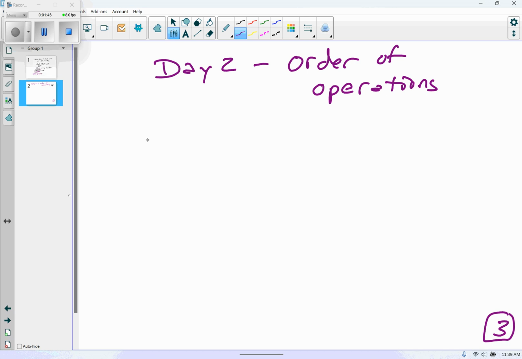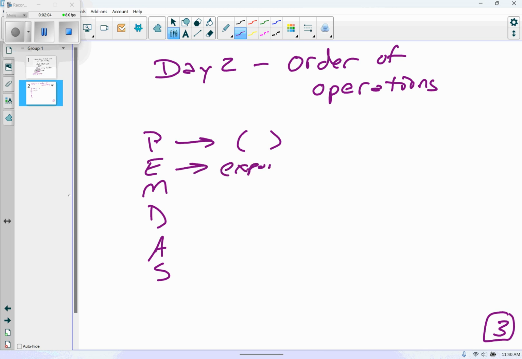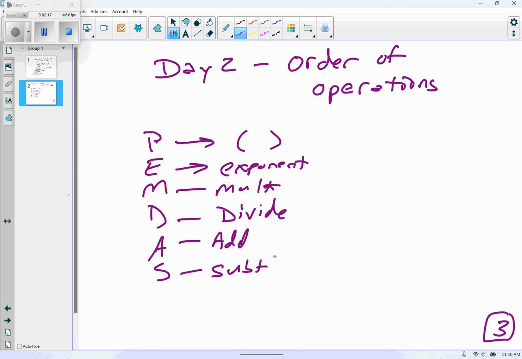So order of operations, just remember, they use an acronym, and they call it PEMDAS. This is the order you do stuff. So if you see parentheses, you do what's inside the parentheses. If you have an exponent, you take care of the exponent next. Then multiply, divide, add, and subtract. And when you're doing the problem, if you had both multiplication and division, you would go left to right. If you had addition and subtraction, you go left to right.